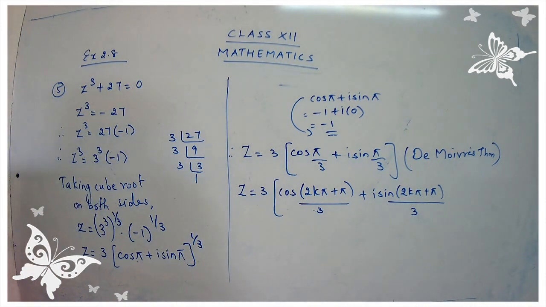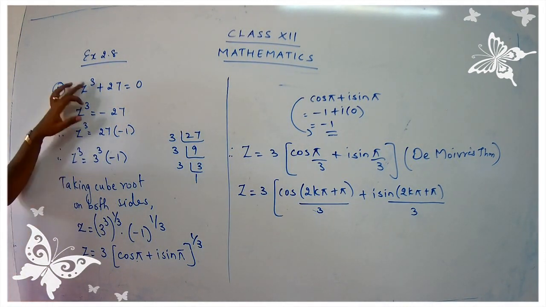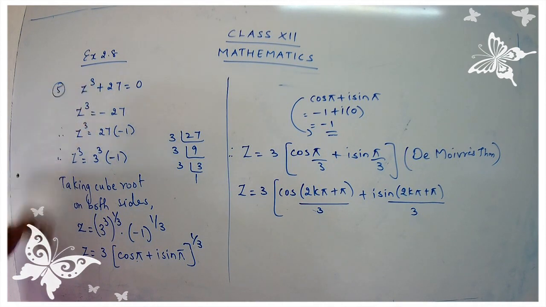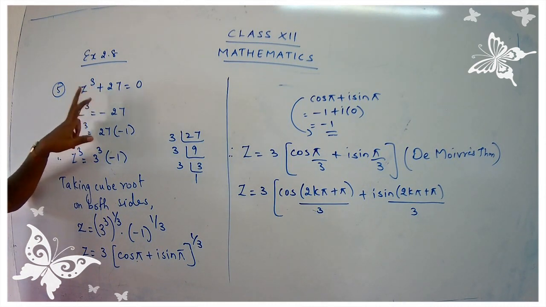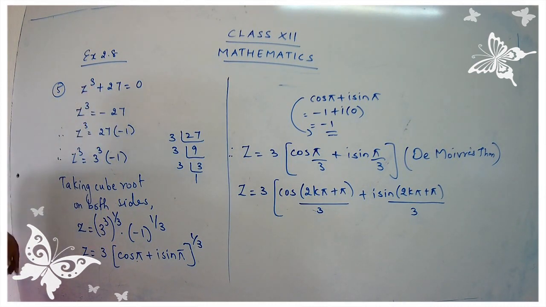Okay, now just come back to the question, children. We have to take down the values for k over here. What is the degree of the given equation? What is the highest power here? The highest power is 3. That means the degree is 3. So if you have degree 3, how many roots are you going to get? You are going to get 3 roots, 3 values.